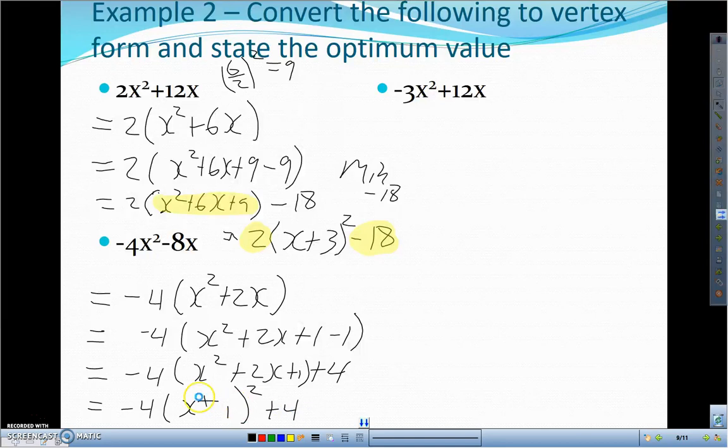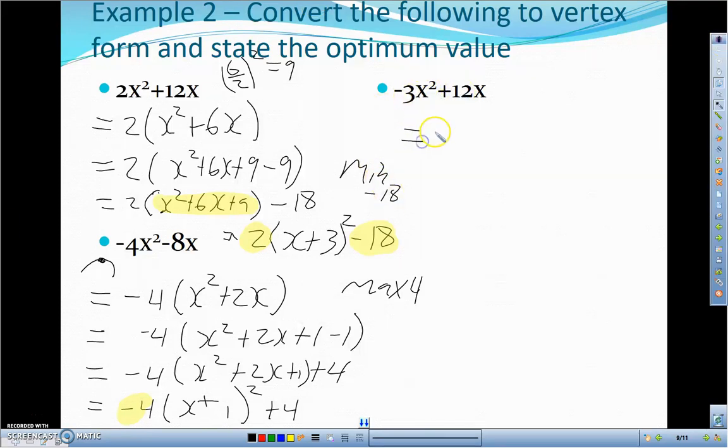So this number on the front is a negative, which means that the parabola opens downwards. This is a maximum of positive 4. Max positive 4. I encourage you to pause and try and do this one on your own.